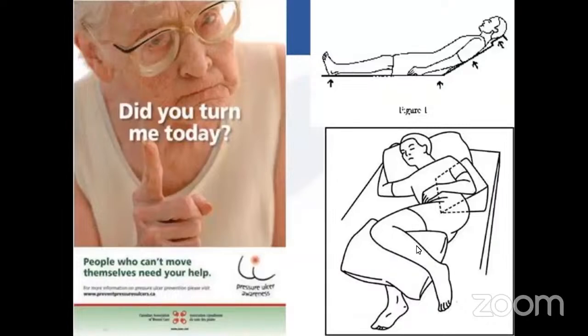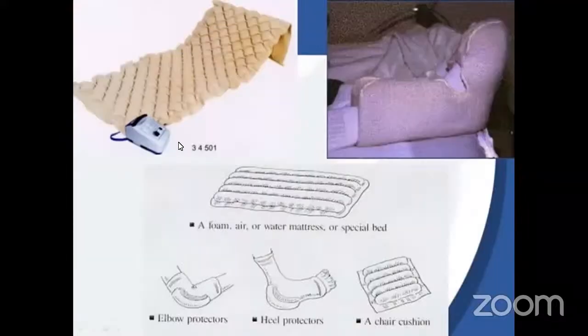Here we can see the pillows in between the knees, at the elbow, and at the head, and the head should not be more than 30 degrees to prevent shearing forces. People who can't move themselves need our help. These are pictures of air mattresses, which help in preventing pressure ulcers. These are the foam, air, or water mattress, or the special bed, elbow protector, heel protector, chair cushion. This one is a heel protector, and this one is an air mattress.